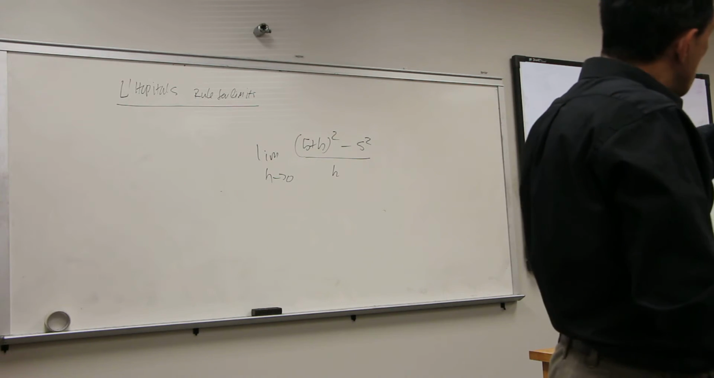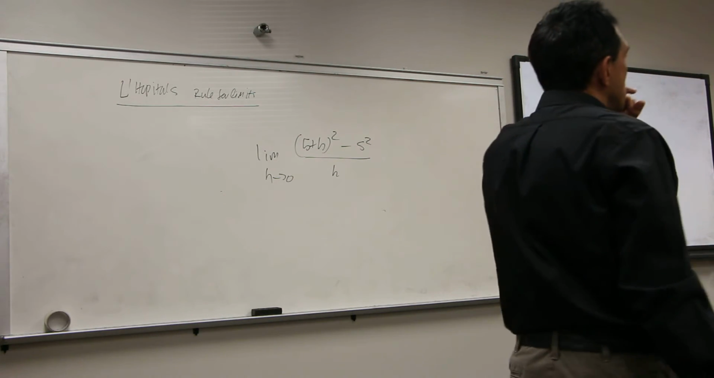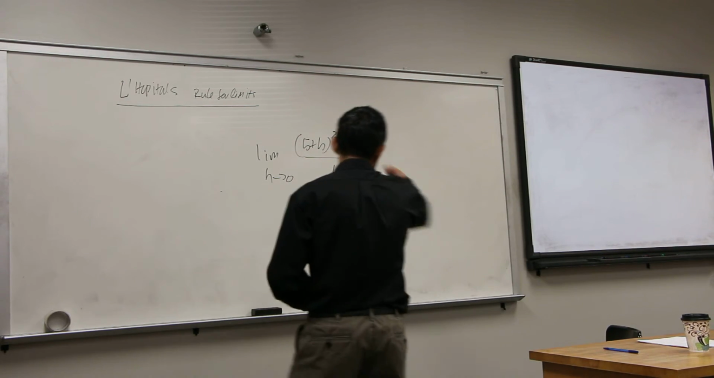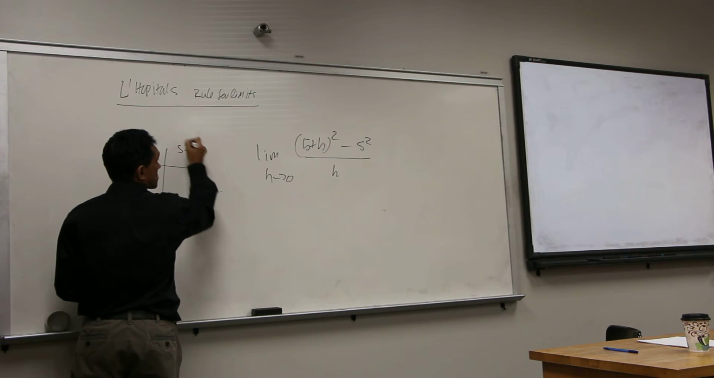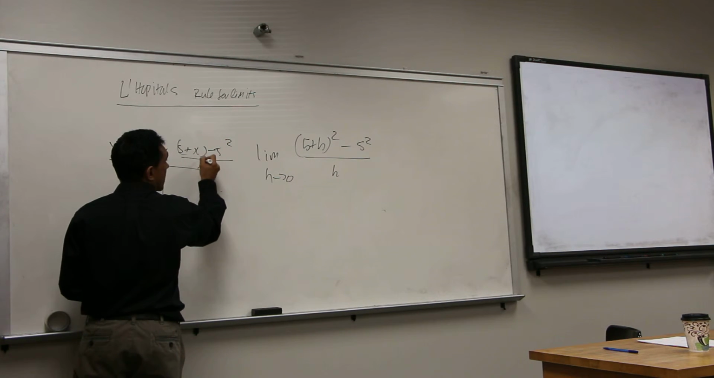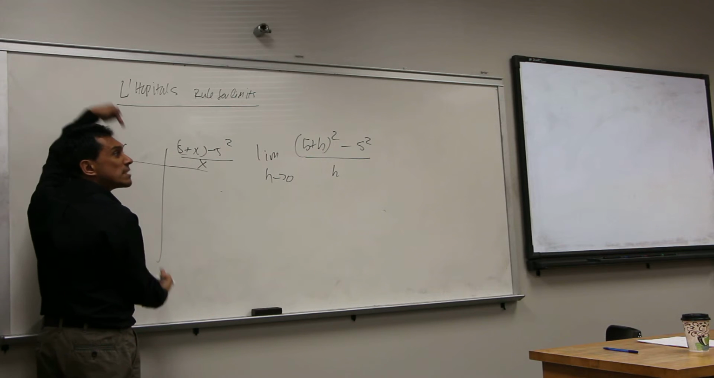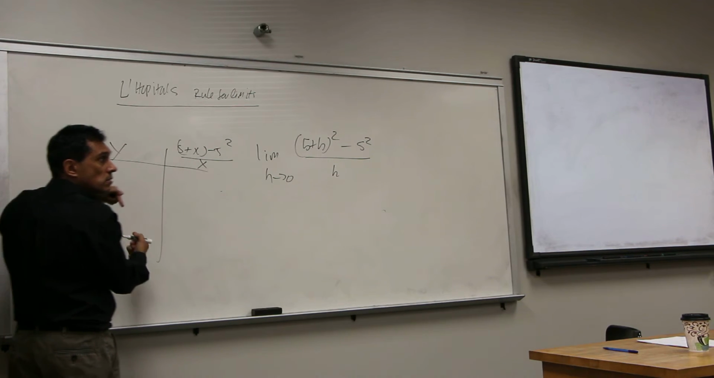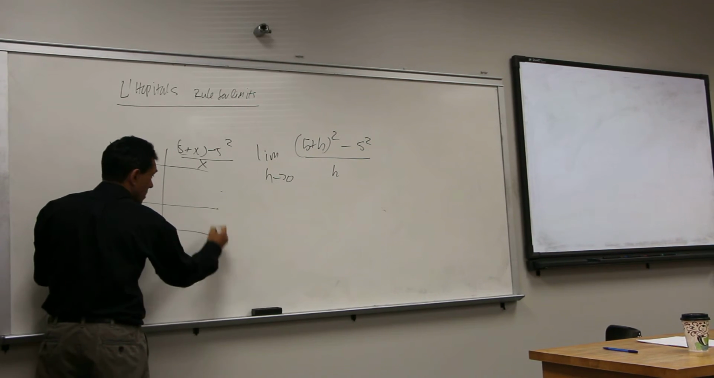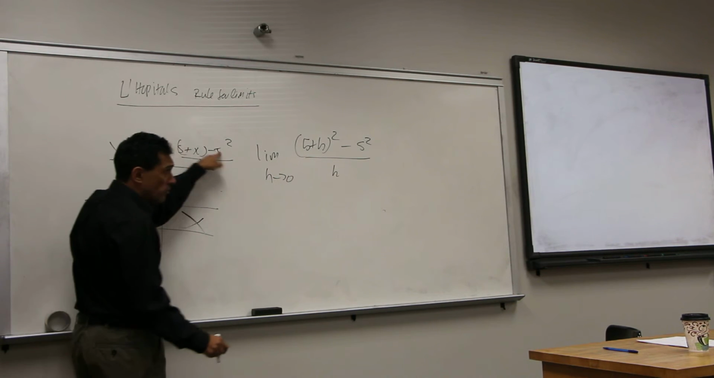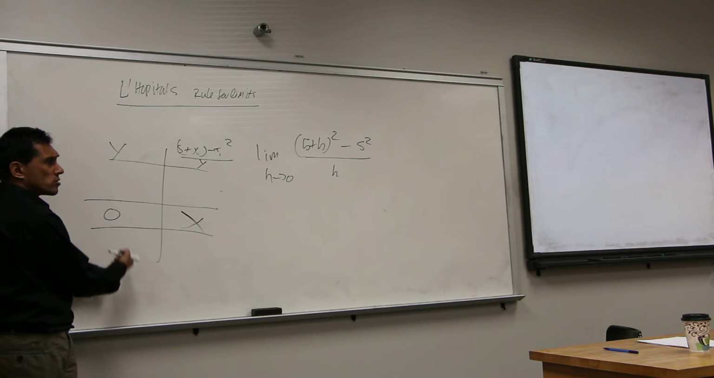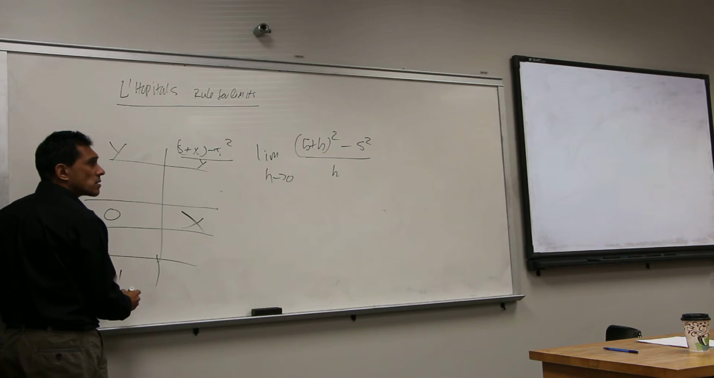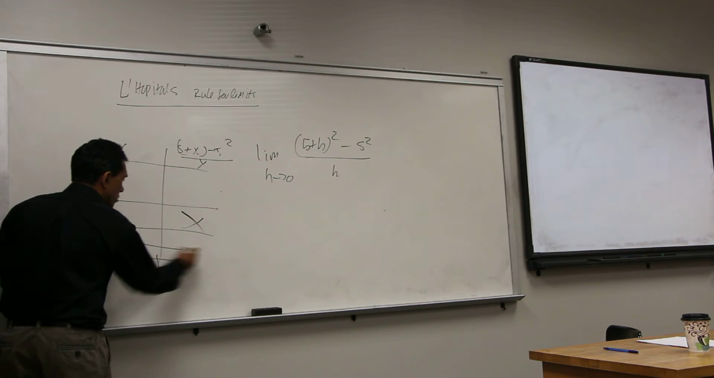Good. Did you do it, Mr. Boji? You have to do this. You'll say x, (5 plus x) squared minus 5 squared divided by x, and you will let x go to 0. But you're not allowed to put in 0 here. You know that, right? You cannot put 0 here. So you will let x go to 0. You'll start at 1 and then go closer to 0. You will try what? 0.5.